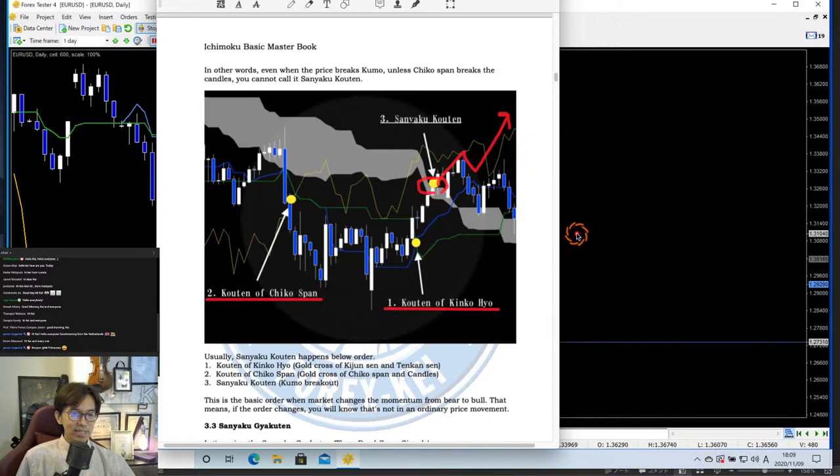I hope it is. I think it's pretty simple. But when you look at the real charts, you might get confused, or you might get some kind of second thoughts. So make sure you understand the order is very important of Ichimoku, Sanyaku Kouten, or Gyakuten signal. Sometimes I read the article that says, as soon as you see the Kumo breakout, that's Sanyaku Kouten or Gyakuten signal. But actually, that's not true. You have to use 5 lines of Ichimoku always. And you have to find this order. This 3 order is very important. So please keep in mind as I run the tester soon.